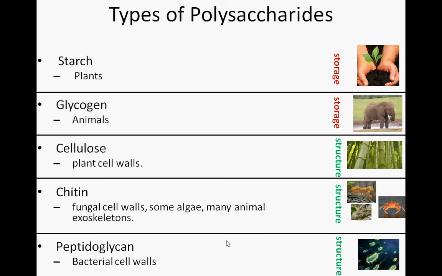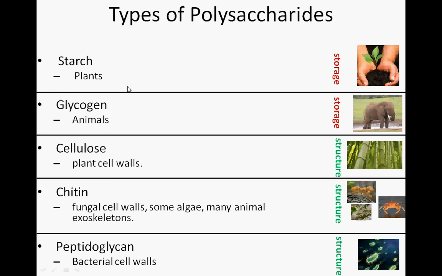Okay, so the types of polysaccharides that I think are very important to know fall into two categories: storage and structure. So here we've got storage, down here we've got structure. There are 5 specific polysaccharides to discuss. They're starch, glycogen, cellulose, chitin, and peptidoglycan.